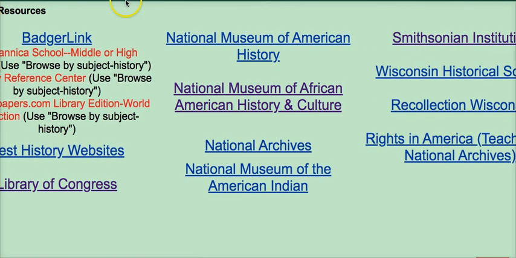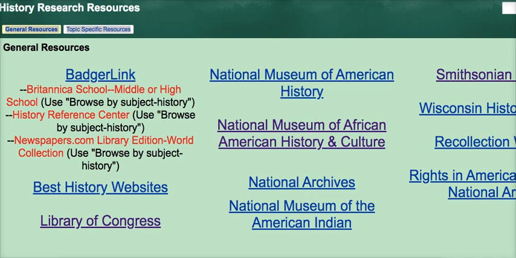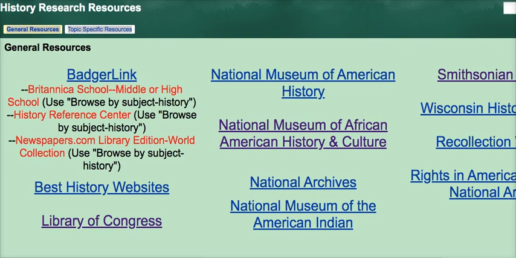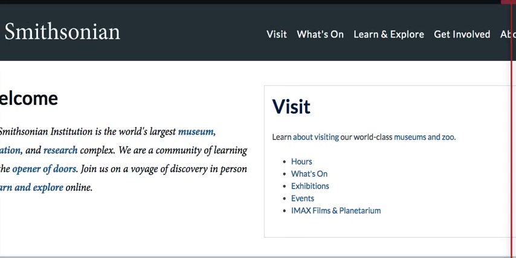And on the first page that she has, which says General Resources, she gave us a number of different resources that anyone can use. All of your topics should be represented somewhere in one of these websites. Badgerlink, she'll go through how to get in there. Best History websites, Library of Congress, all of these should have your topics covered somewhere. So I'm going to use my topic, and I'm going to search in the Smithsonian Institution for my topic, just to show you how to do this.